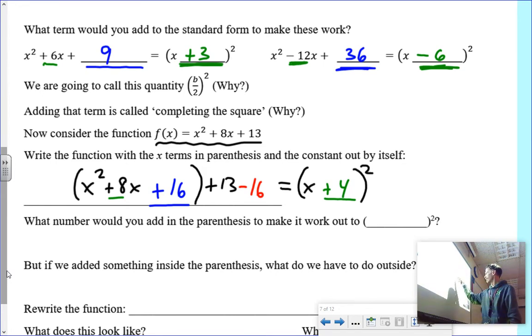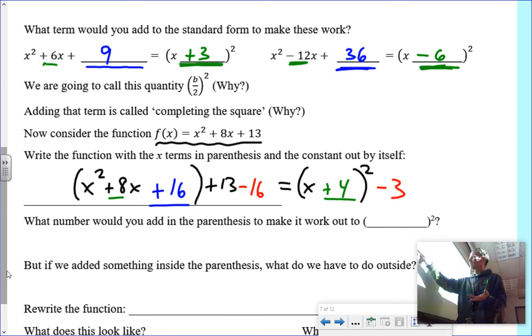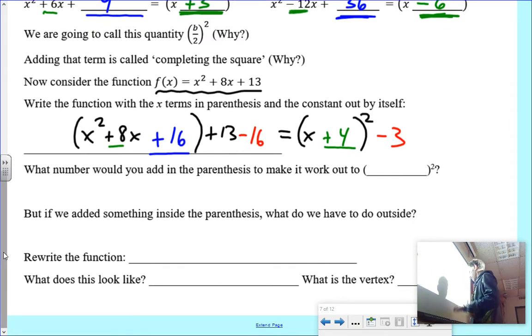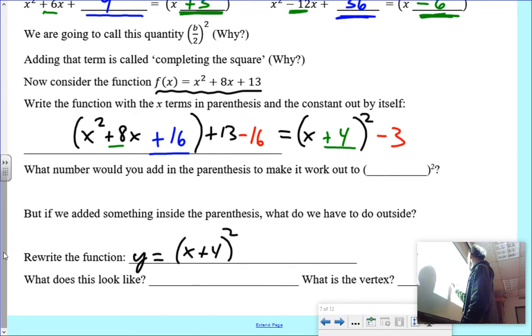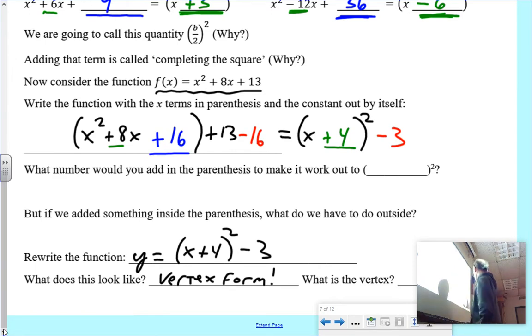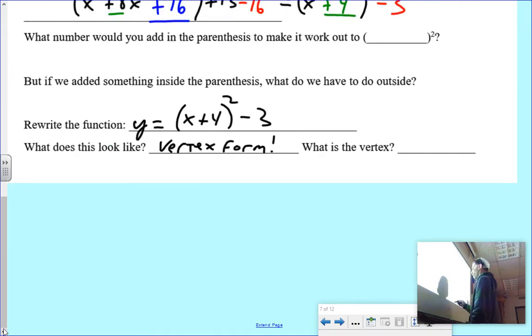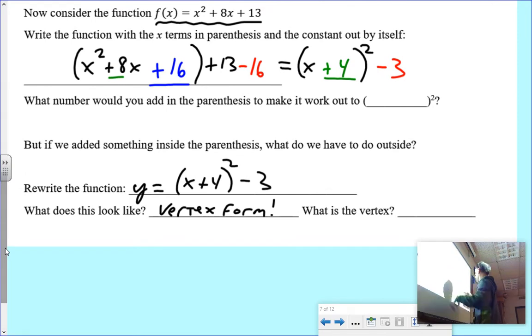Okay? But now I can kind of clean everything up. I've already got the inside done. 13 minus 16 is minus 3. So look here. That's basically, I'm done. On the right-hand side there, that is my new function. So I got y equals x plus 4 squared minus 3, and that is our old friendly vertex form. And right off the bat, I know that my vertex is -4, -3.